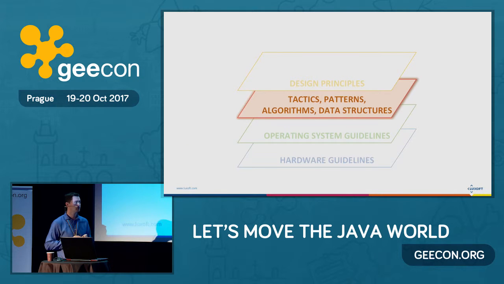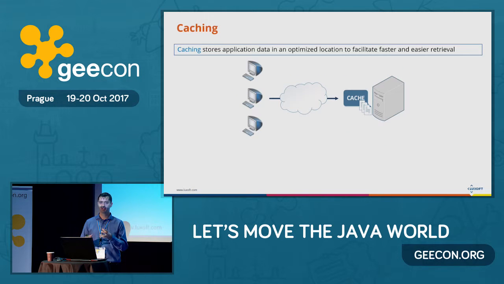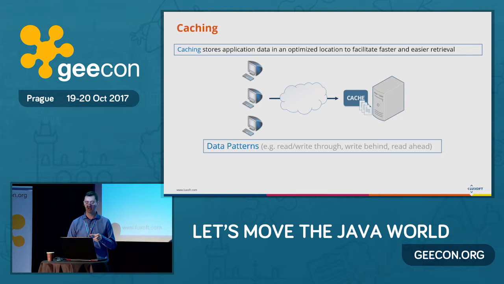The second layer is in terms of tactics, patterns, algorithms, and data structures. Let's start with caching. Caching is the most straightforward one that we should apply, because it optimizes, in some contexts, our requests, and we have a better response time. But when we use caching, we have to take care of the data patterns, because there are slightly different tactics. If you use, for example, read-through, write-behind, or read-ahead, there are different tactics that you should apply on the data patterns.